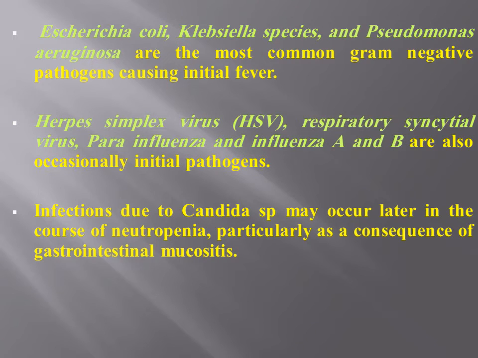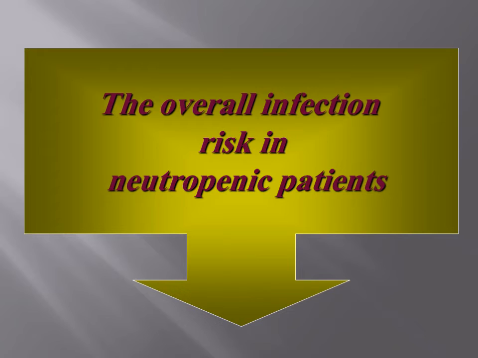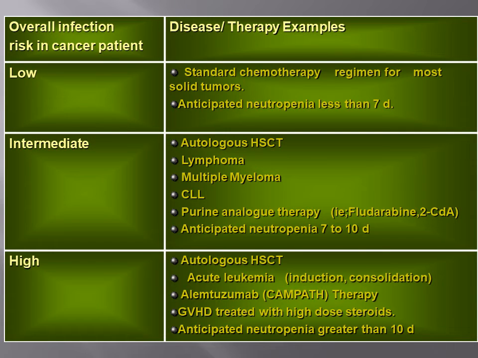The signs and symptoms of infection are often absent or muted in the presence of neutropenia, but fever remains an early although non-specific sign. The overall infection risk in neutropenic patients is subclassified into low, intermediate, and high based on disease category, type of therapy, and anticipated neutropenia.